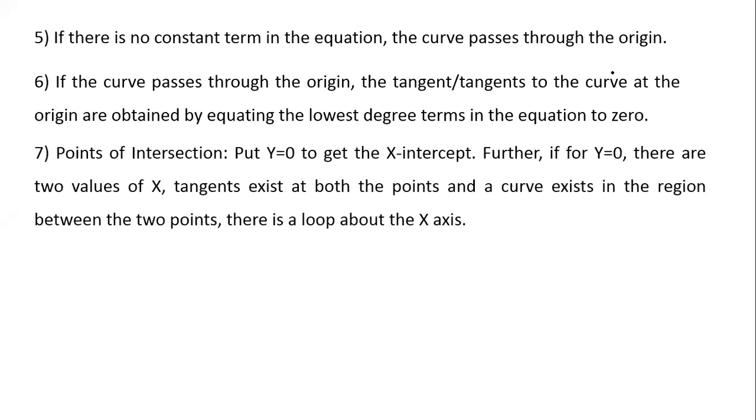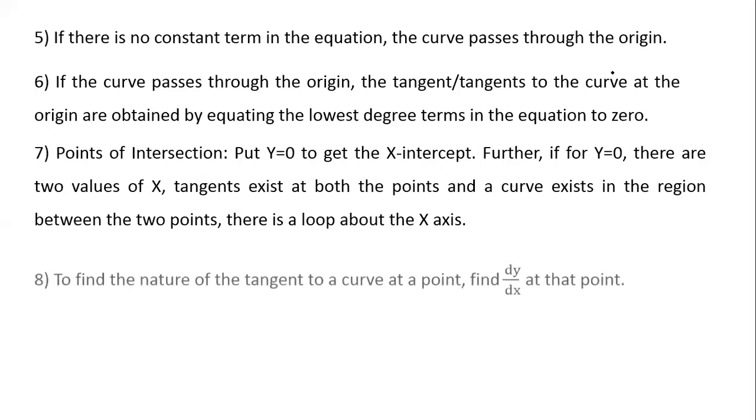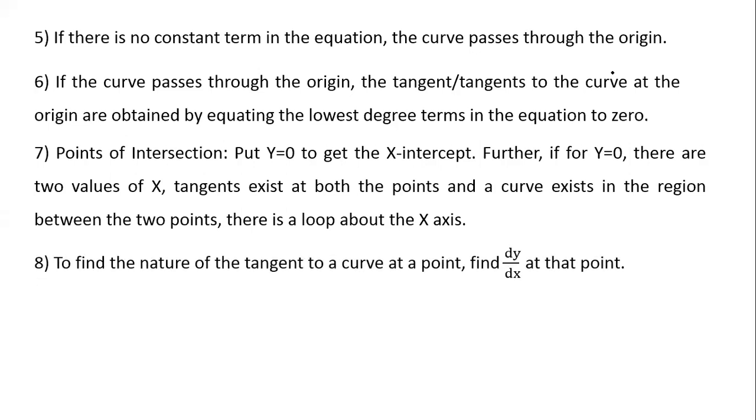7th property, points of intersection. Put y equal to 0 to get the x-intercept. Yes. Further, if for y equal to 0, there are 2 values of x. Secondly, tangents exist at both these points. And thirdly, a curve exists in the region between those 2 points, then definitely there is going to be a loop about the x-axis between those 2 points. And the same is going to be true for the remaining axis also.